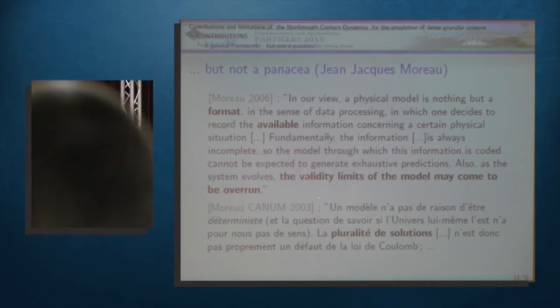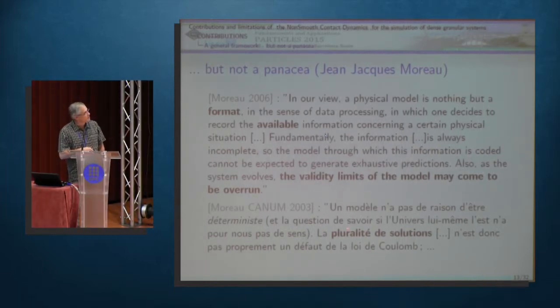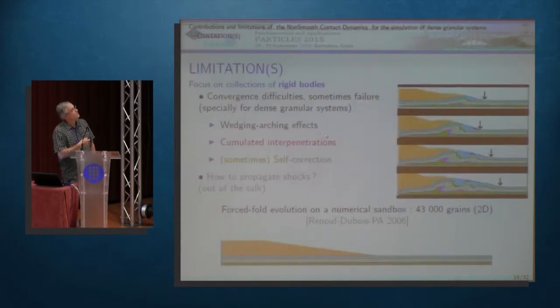In a French conference, Moreau gives some precision about this opinion after a philosophical consideration about the deterministic aspect or not of the universe. But Moreau was essentially interested by the plurality of solutions. But we'll see that if the plurality of solutions is a drawback, the lack of solution is, in my opinion, more boring. I start with the limitations, and I start from an example.